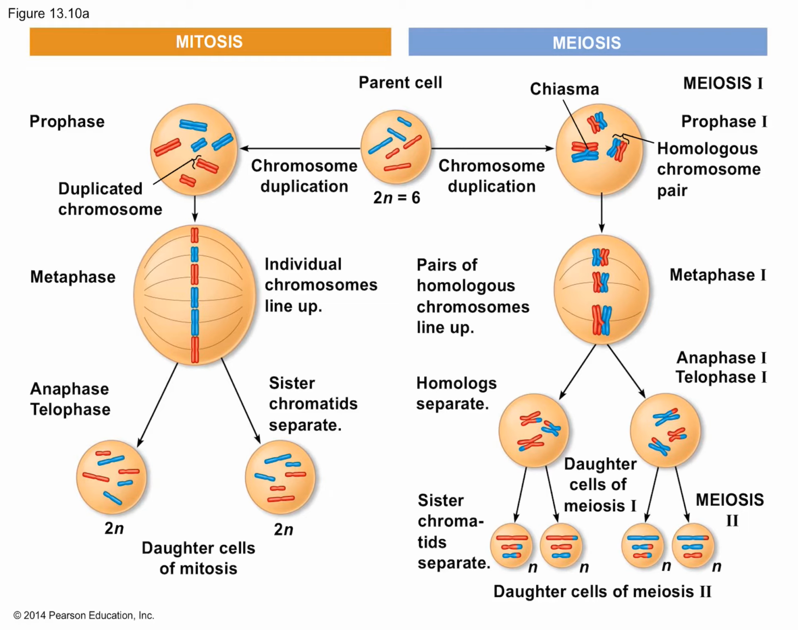All right, synapsis and crossing over is point number 1. Homologous pairs in the metaphase plate of meiosis 1 is number 2. And separation of homologs during anaphase 1 is number 3. These are the 3 events that are unique to meiosis and that make the end result of it so much different than what you get from mitosis.